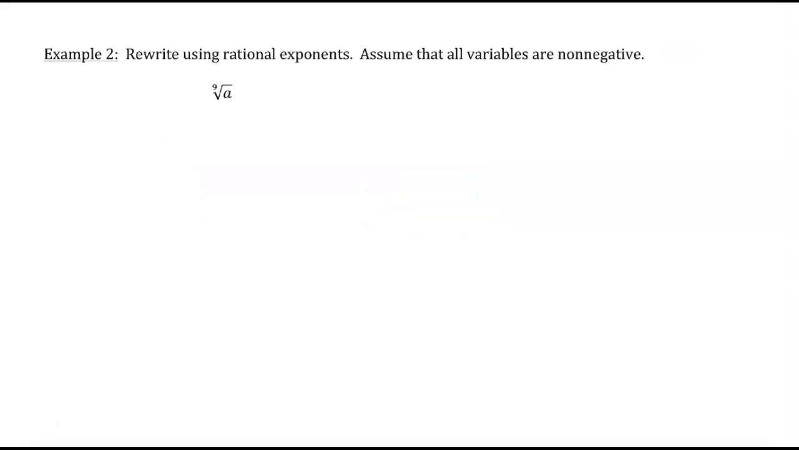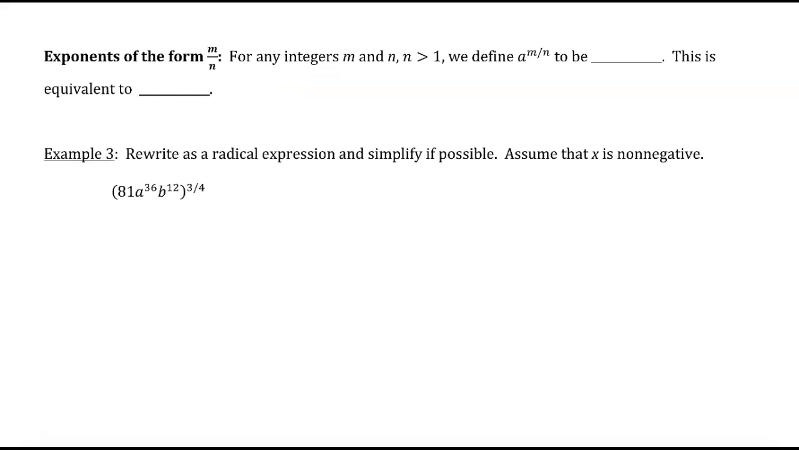In example 2, we are asked to do the exact opposite. This time we have a radical expression and we are going to write it using rational exponents. Here we have the ninth root of a, which we can rewrite as a raised to the exponent of 1 over 9. We can also have rational exponents with integers other than 1 in the numerator.